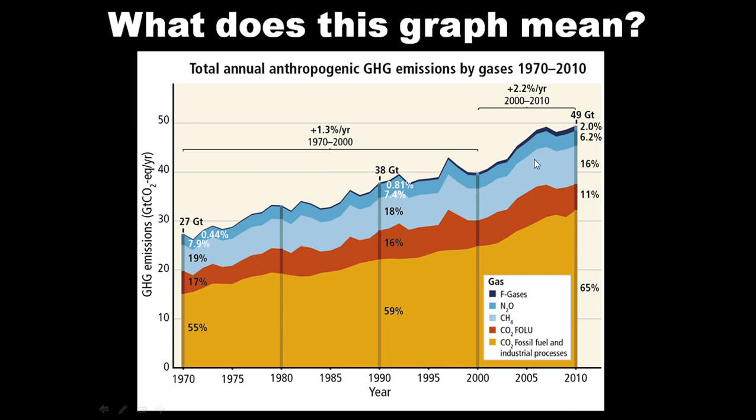The dark blue one is nitrous oxide, and here we have the F-gases. A strip is formed here. So you can always see how much it has increased. At first it was around 27 GT, now it is at 49 GT. From 1990 it has increased a lot.